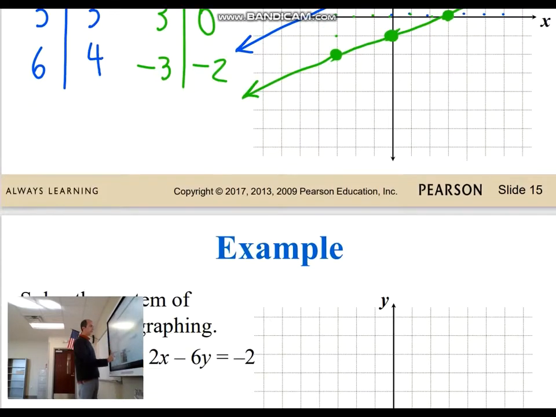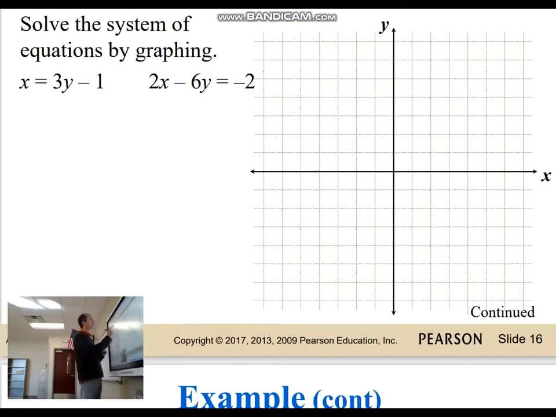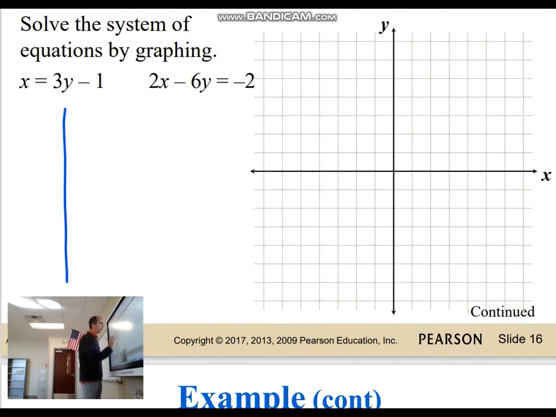Let's check another example. We have here, solve the system of equations by graphing. And we have x equals 3y minus 1, and 2x minus 6y equals negative 2. So let's try to solve it. Make here the table with x and y, and let's say if x equals 0, we will have y equals 1 over 3.